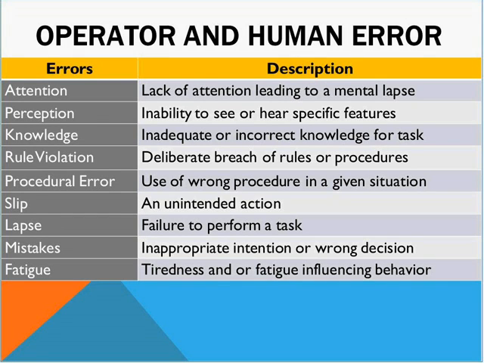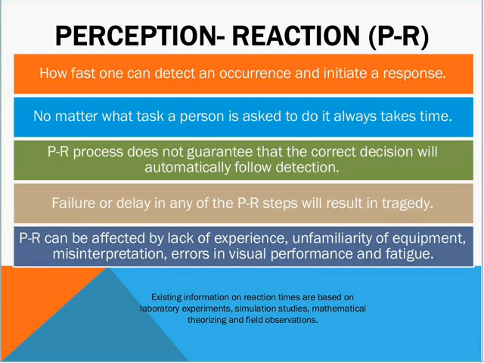Operator and human error. When an accident happens, we tend to blame the operator first, but in many cases the operator has acted with due diligence and has done a very good job. Because the time and opportunity the operator has to respond to an emergency event is insufficient to stop, the accident occurs. And sometimes it is the operator's fault. Some of the operator errors that have been noted, which I have shown here in a cumulative form, are such things as attention, perception, knowledge, violation of rules, errors in procedure, slips, lapses, mistakes, and fatigue. These are the categories of human error that a lot of accidents can be categorized in.